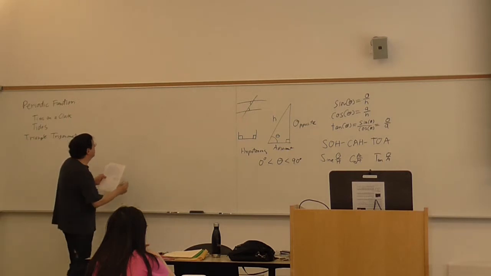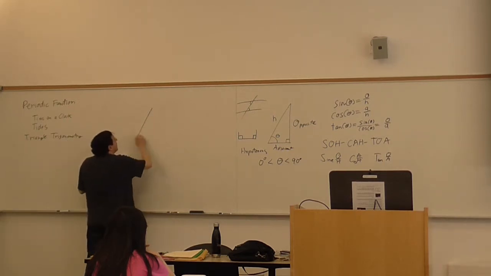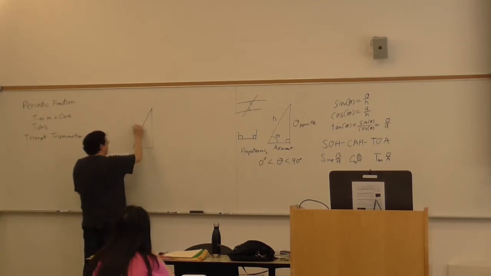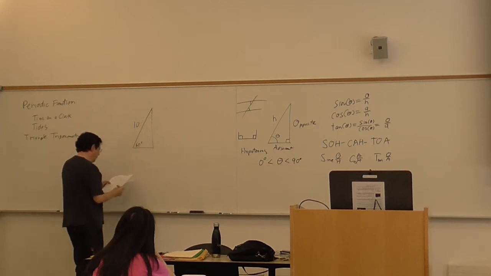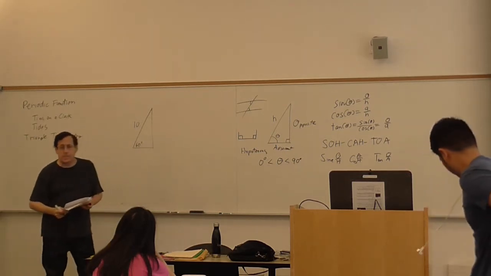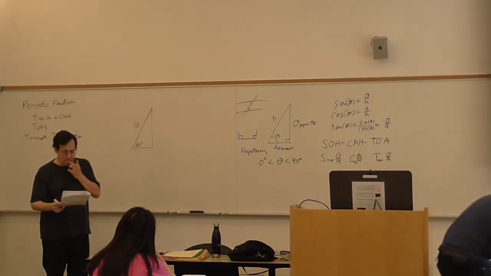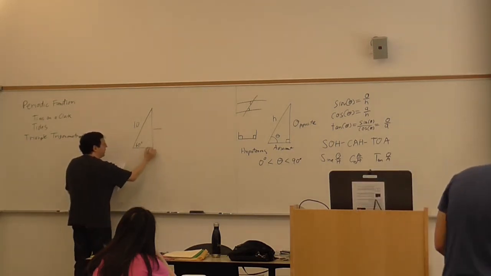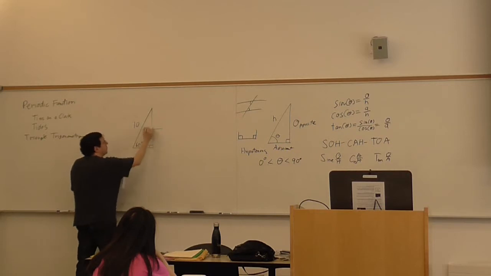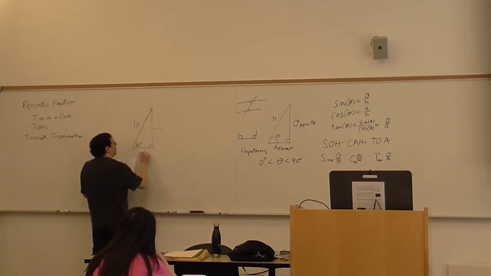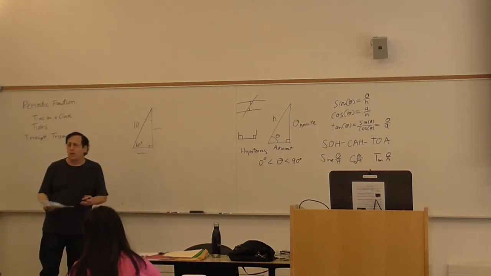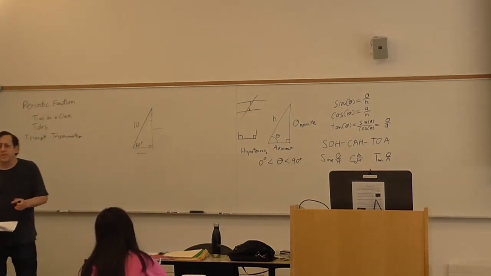Let me give you an example here. So I have a right triangle. Its hypotenuse is 10. And its angle is 60 degrees. I want to know the length of the other side. This is the right triangle. I'd like to know this angle, and I'd like to know this side. So let's try and piece this together.